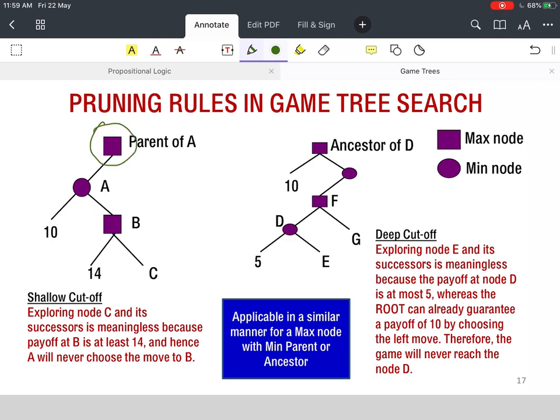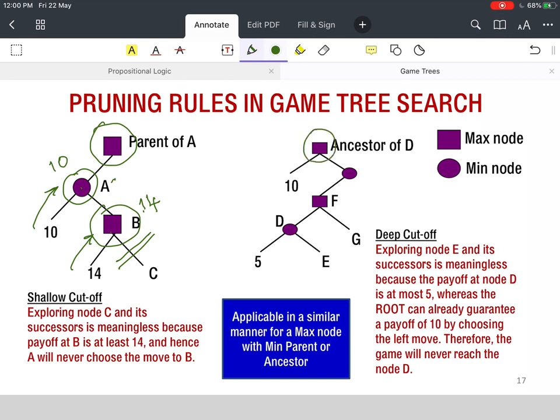The pruning rule is that if you have a parent A and a child here, and what we have seen from these two nodes, A and B: A has a tentative value of 10 and B has a tentative value of 14. A is a min node, B is a max node. The value at B can only increase, the value at A can only decrease, and therefore there is no point seeing the node C. So this is a shallow cutoff between direct parent and child.